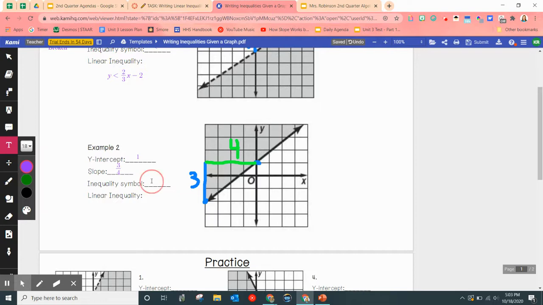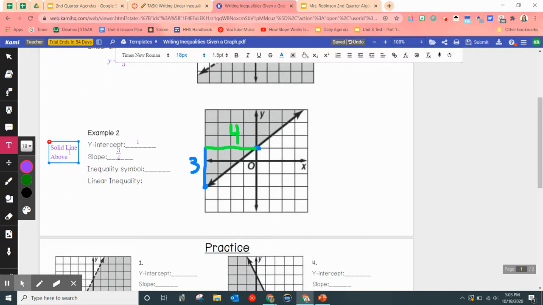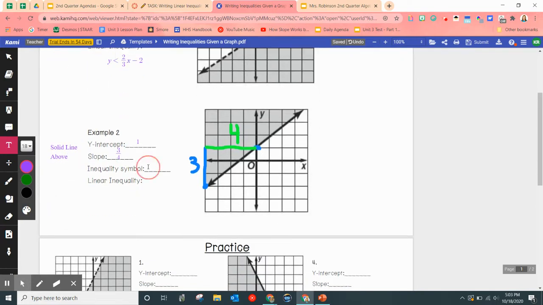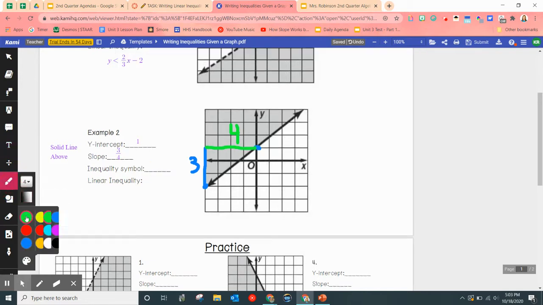So which inequality symbol am I going to use? That's important. Well, let's make our notes over here. Okay, well, I can definitely see it's a solid line. So I know my symbol has to have a line under it. And it's shaded above, on top of my line, whereas this one down here was shaded below. So if it's shaded above your line, I'm just going to write this one in. We know our symbol has a line under it. That's important. We can go ahead and write that line. And it's shaded above, so it's got to be greater than. So there's my symbol, greater than or equal to.